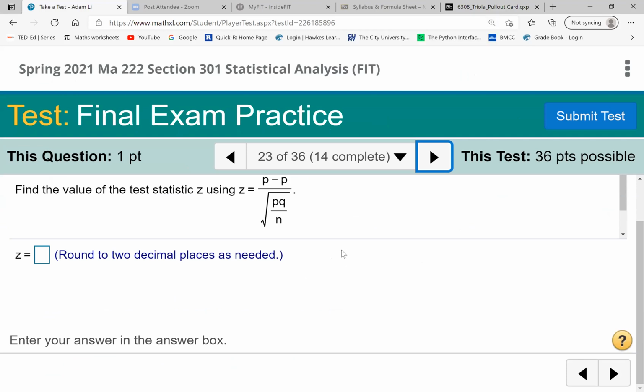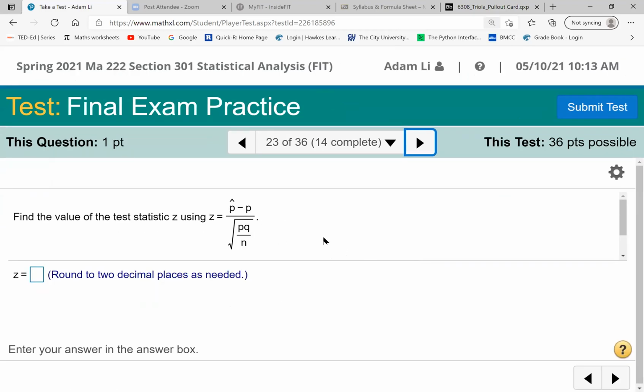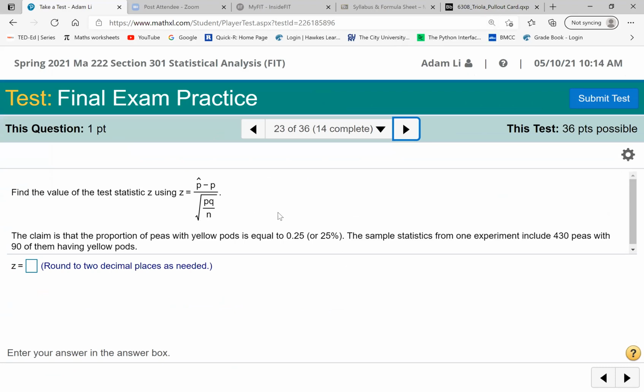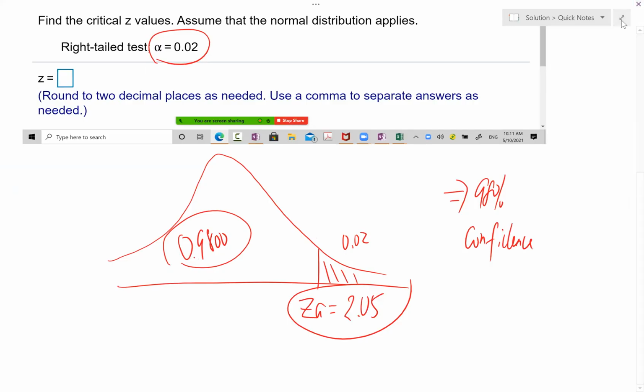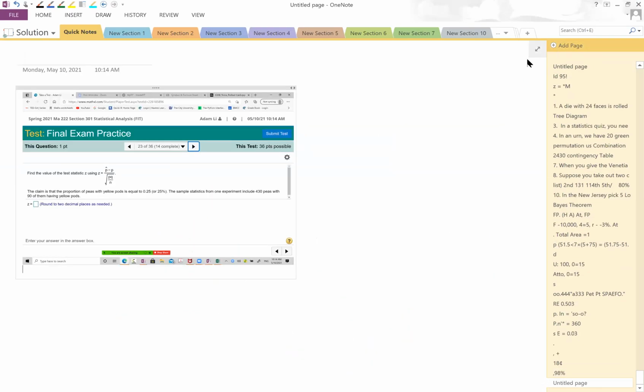Question 23: using the formula, find the test statistic z-score. The claim is that the proportion of p's with yellow parts is equal to 0.25, or 25%. So is p hat given? Actually, this is p. The claim is always about the entire population, so we are given p equal to 0.25. Let me share the screen now, in the notes, and let's work it out step by step.